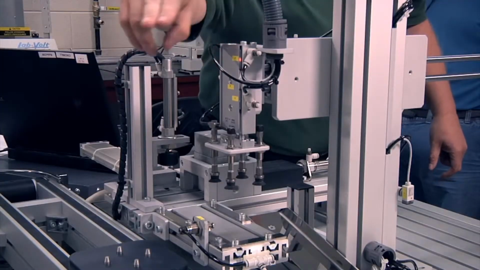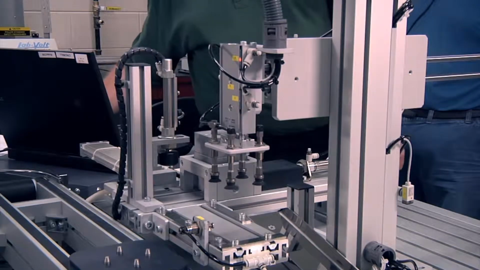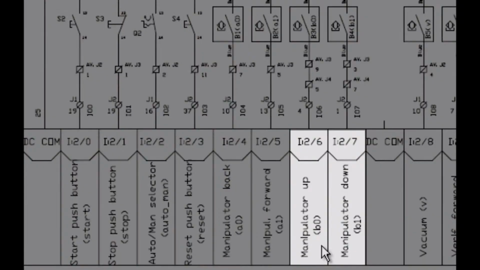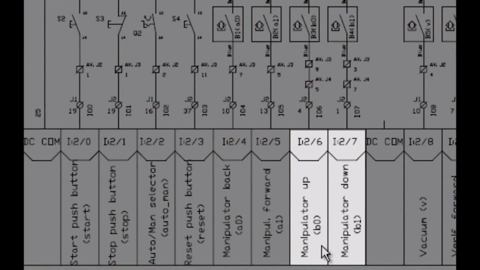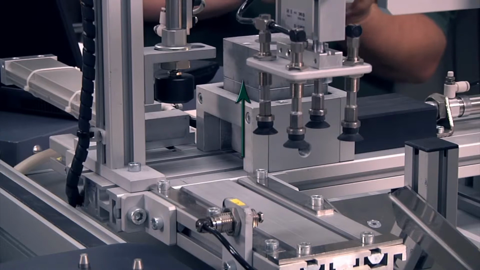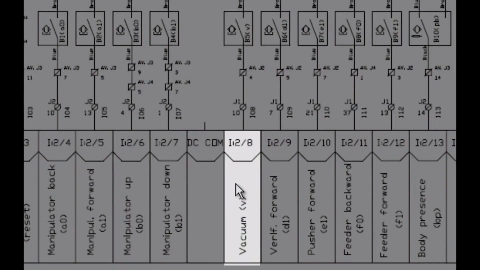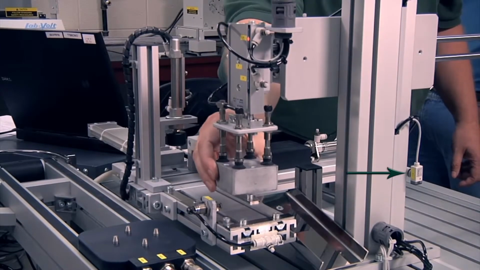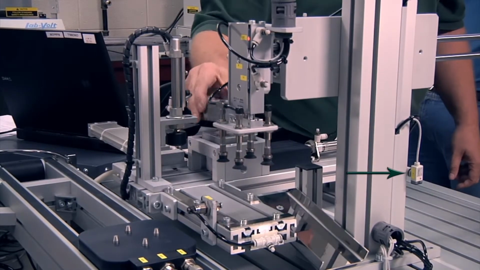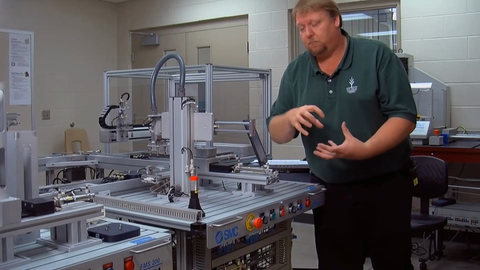So when this cylinder energizes, it's going to take this out here and back and forth. That's why they labeled them accordingly. Our next input is manipulator up and down, and that is I:26 and I:27. I:26 is in the up position, I:27 is in the down position. And the next one we have is I:28, which is a vacuum sensor here. So when the body is actually attached here via vacuum, this sensor here is going to be triggered, letting it know that it has vacuum present.